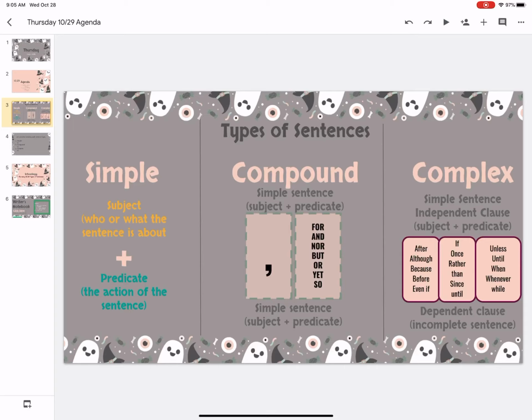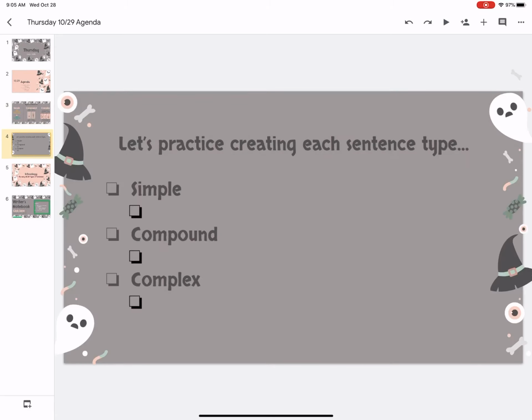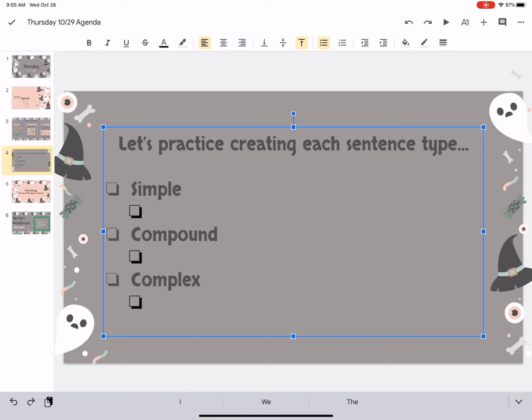And then complex sentences. This is when we have an independent clause, which is a simple sentence, and we also have a dependent clause, which is an incomplete sentence. We connect them using our subordinating conjunctions, and there's a list of them there for you. And remember, if you use your subordinating conjunction in the beginning of the sentence, you need to have a comma in the middle. And if you use your subordinating conjunction in the middle, you do not need the comma at all. Let's do a few sentences for practice.